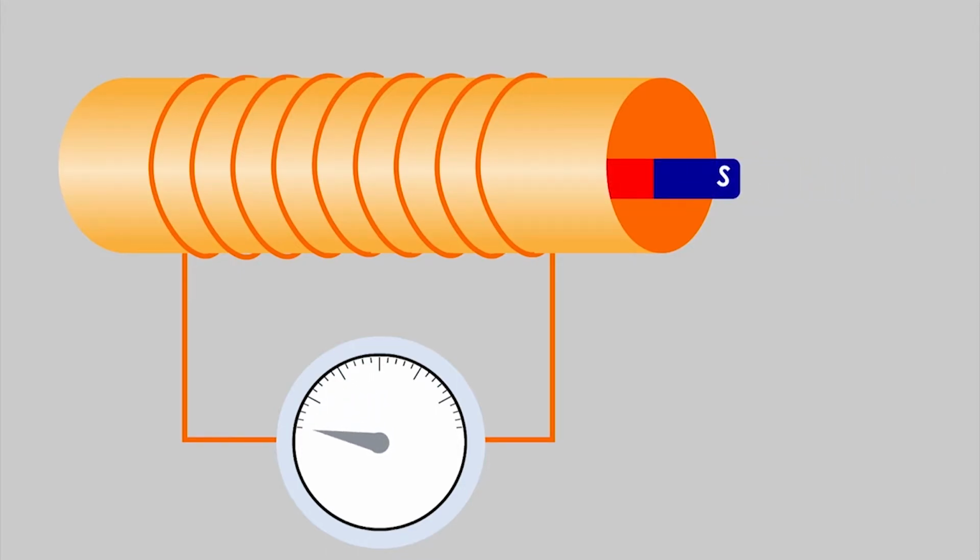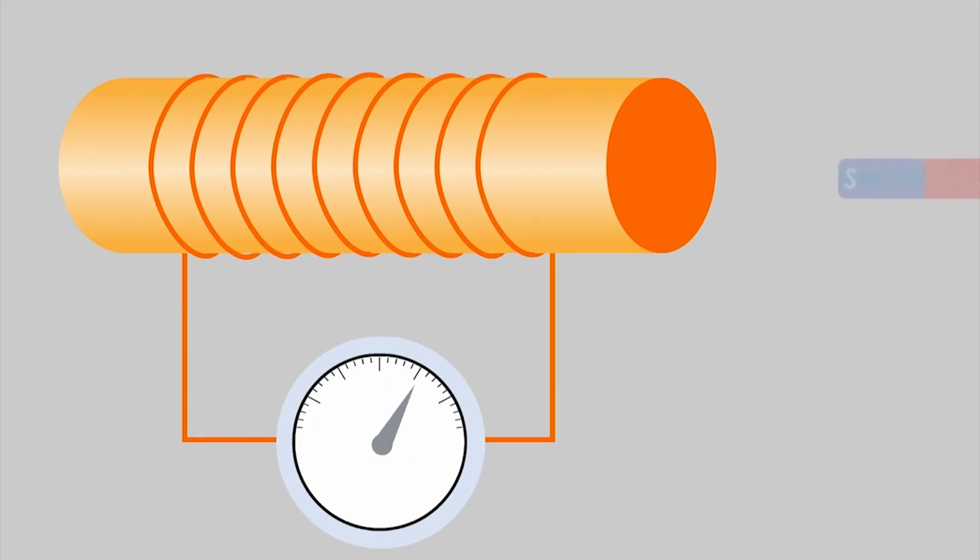So here, when the north pole of the bar magnet is brought towards the solenoid, there is a deflection in the galvanometer. Now, when the magnet is stationary inside the solenoid, there is no deflection. And when I brought this magnet back, then again there is a deflection in the galvanometer. But this time the deflection is in the opposite direction.